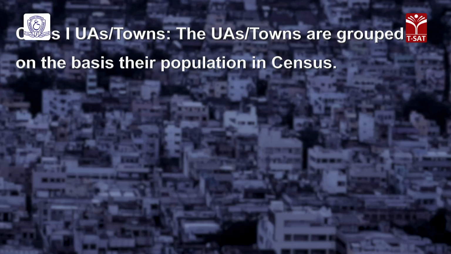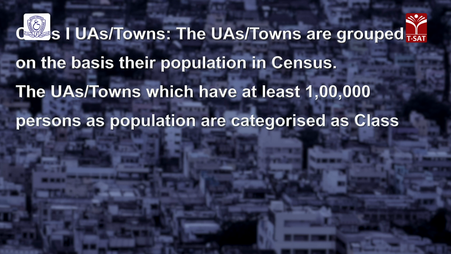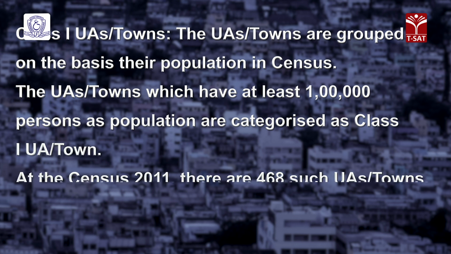Class 1 urban agglomerations or towns. The urban agglomerations or towns are grouped on the basis of their population in the census. The urban agglomerations or towns which have at least 1 lakh population are categorized as class 1 towns. At the census of 2011, there are about 468 such urban agglomerations or towns. The corresponding number in the census of 2001 was 394, with a population of 264.9 million persons, constituting 70% of the total urban population, living in these class 1 urban agglomerations or towns.